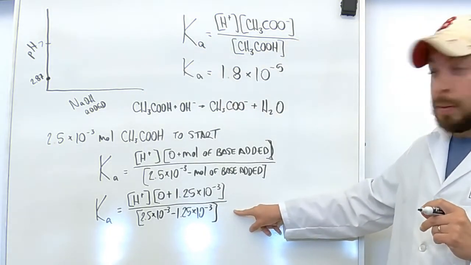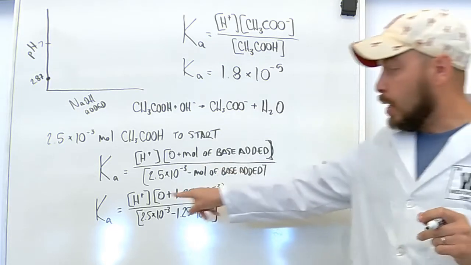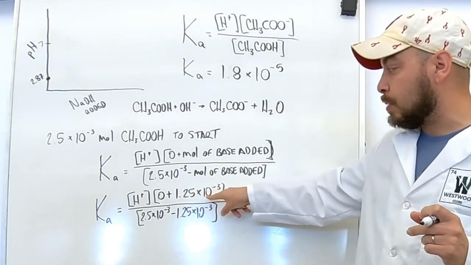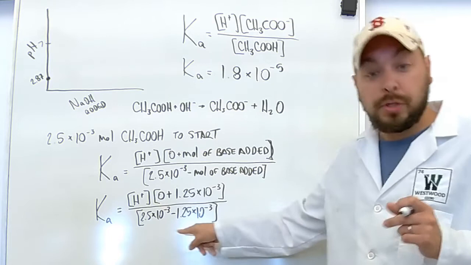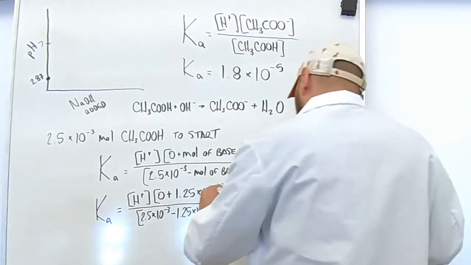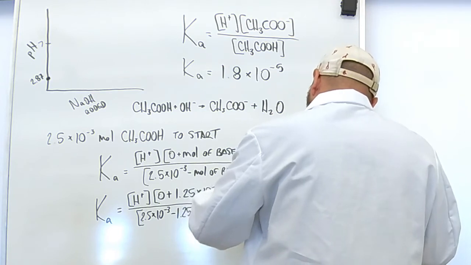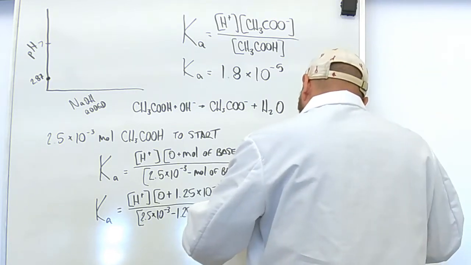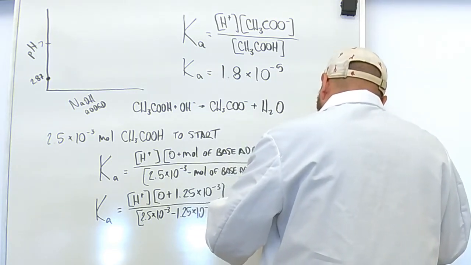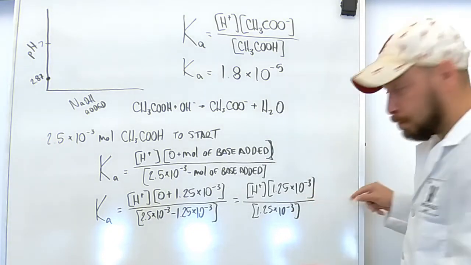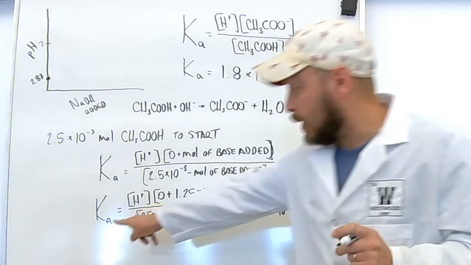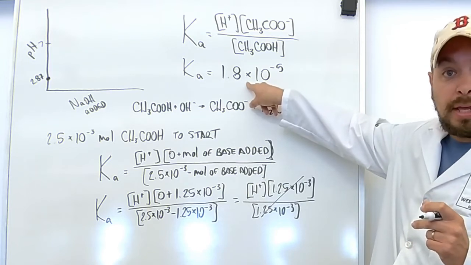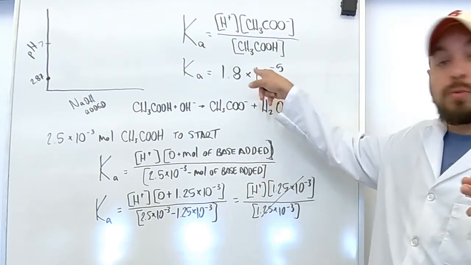So when I set up this problem, what I see here is that my Ka is equal to the concentration of my H plus, times 1.25 times 10 to the negative third divided by 1.25 times 10 to the negative third. This means these two cancel. And therefore, my Ka is equal to my concentration of H plus. My Ka is 1.8 times 10 to the negative fifth. Therefore, my concentration of H plus is 1.8 times 10 to the negative fifth.